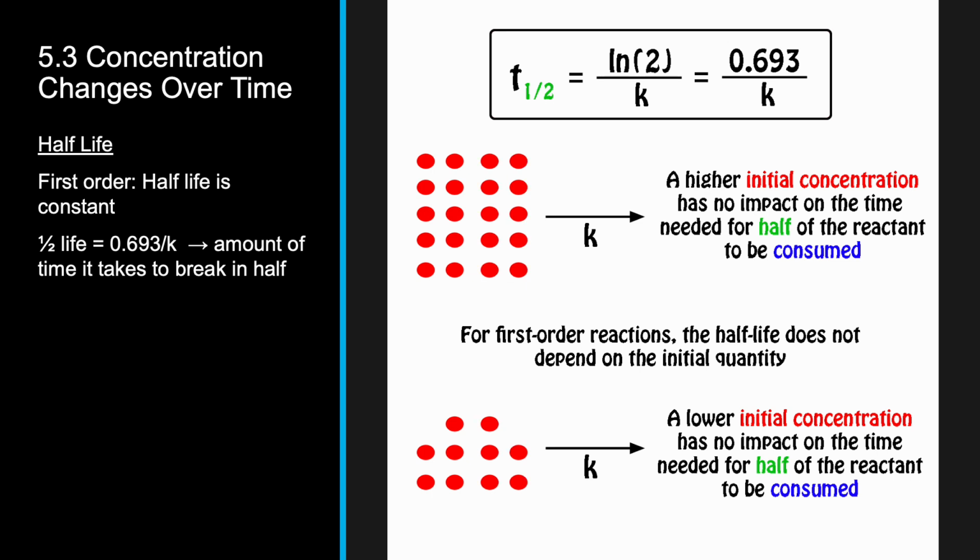So on this graph, it's just a visual representation. When you have k, a higher initial concentration has no impact on the time needed for half of the reactant to be consumed. For first order reactions, the half-life does not depend on the initial quantity. A lower initial concentration has no impact on the time needed for that half to be consumed.